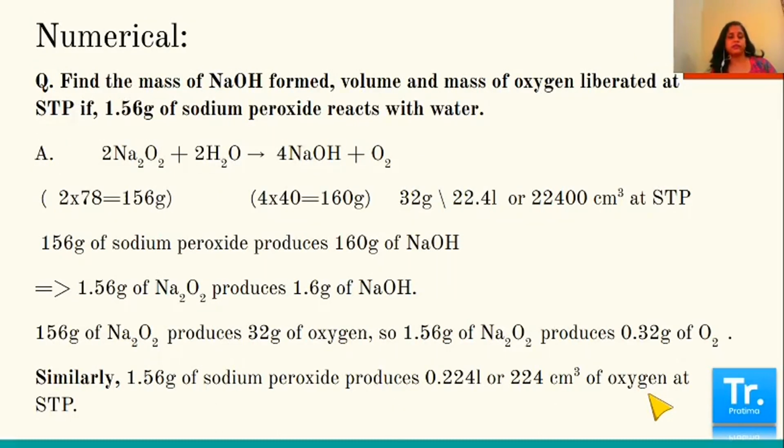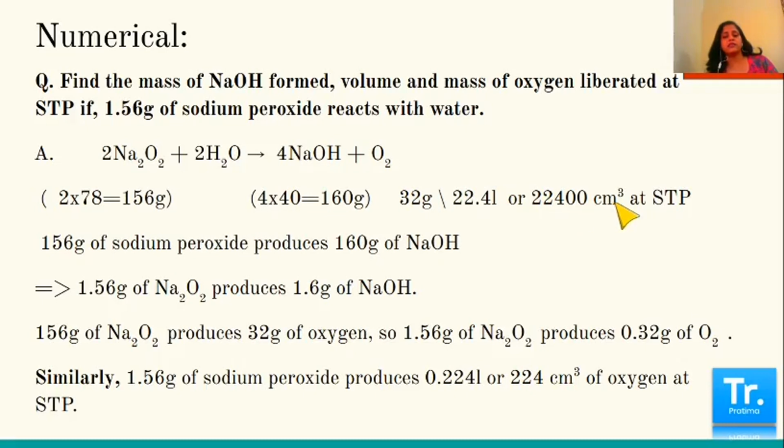Find the next question. Find the mass of sodium hydroxide formed, the volume and mass of oxygen liberated at STP if 1.56 gram of sodium peroxide reacts with water. So we have to find out how much sodium hydroxide and how much oxygen are produced using how much sodium peroxide. We don't need water. The balanced equation is given, and accordingly we find the values. Na2O2 into 2, because 2 is there, so 156 gram. NaOH into 4, so this is the mass. Oxygen, this is the mass, and this is the volume.